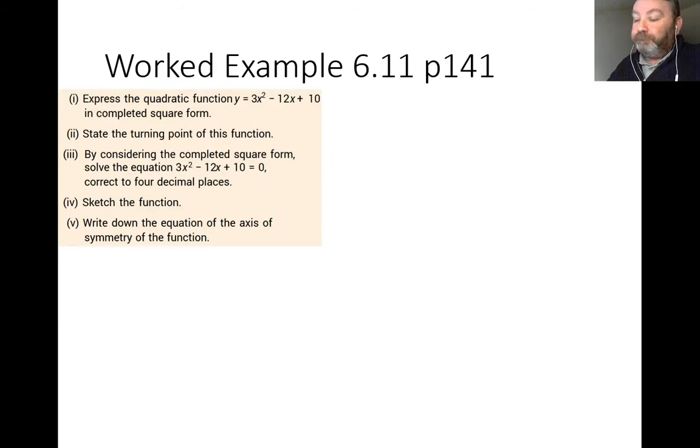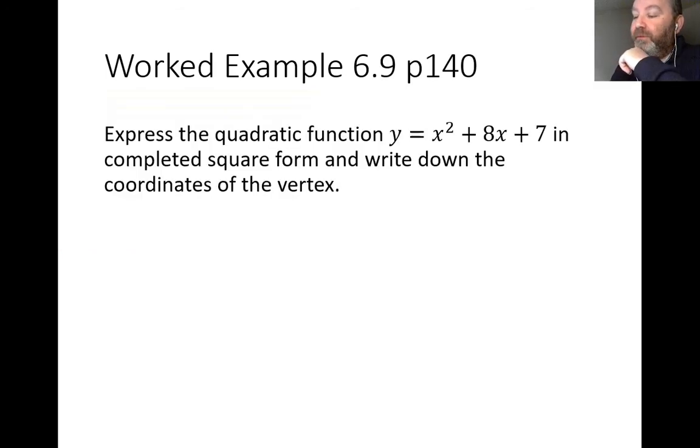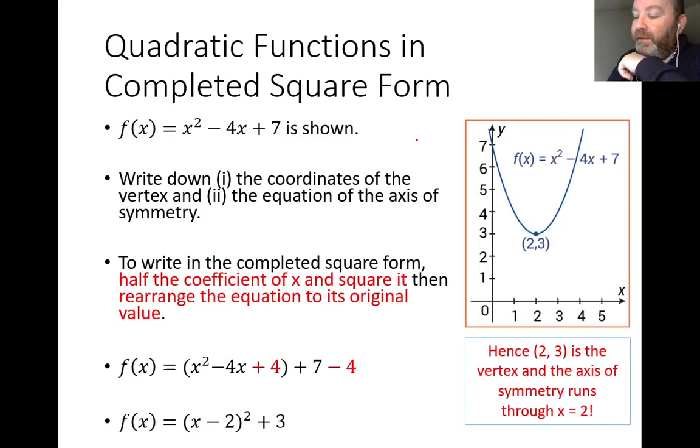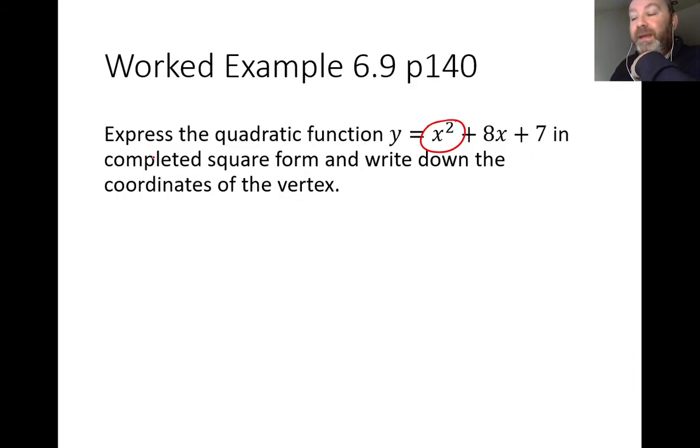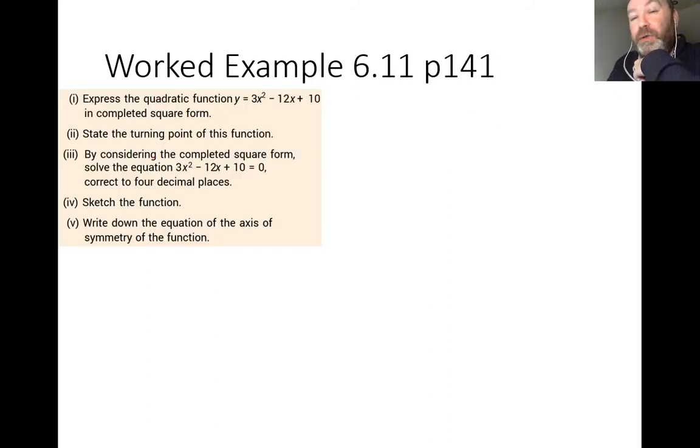Okay, now let's take a look at this one. Worked example 6.11, page 141. Express the quadratic function y equals 3x squared minus 12x plus 10 in the completed square form. Now the reason I chose this is because if you notice in the previous two examples, let me just go back there, the quadratic equation started with x squared and this quadratic equation started with x squared. In fact, we can only use the completed square form on quadratics that begin with x squared.